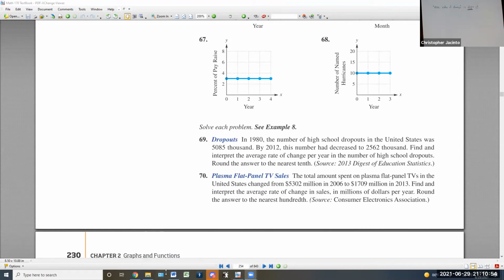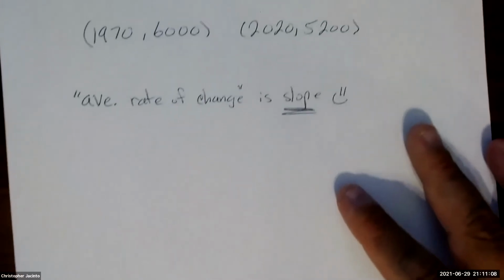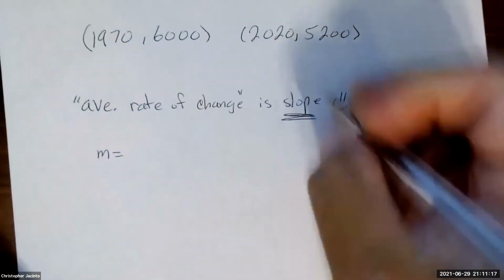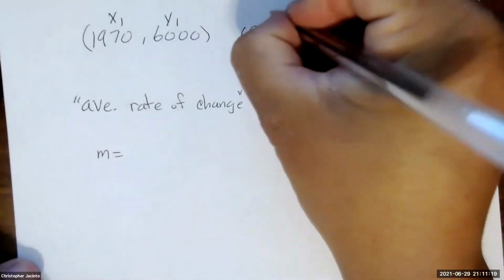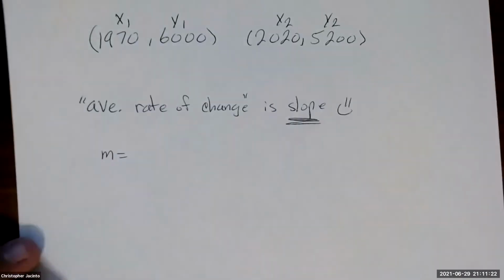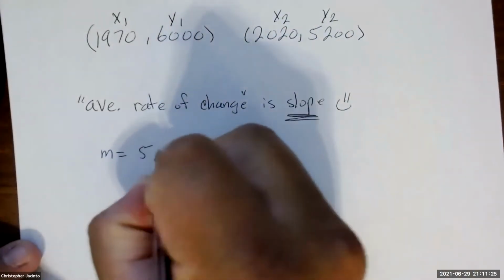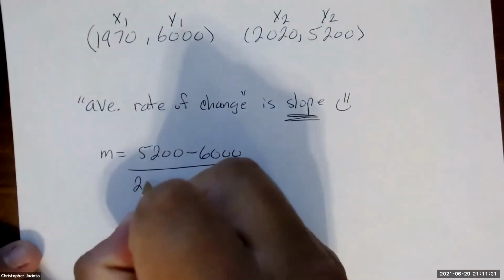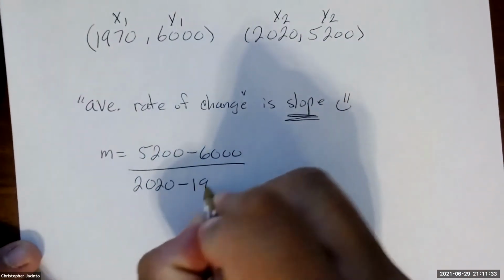So let's do that. Before we go any further, any questions about what I just said about this example? What I'm about to do is very similar to what you do here. These are two points there. Now we're just going to find the slope. So this is x1, y1, x2, y2. It's going to be 5200 minus 6,000 all over 2020 minus 1970.